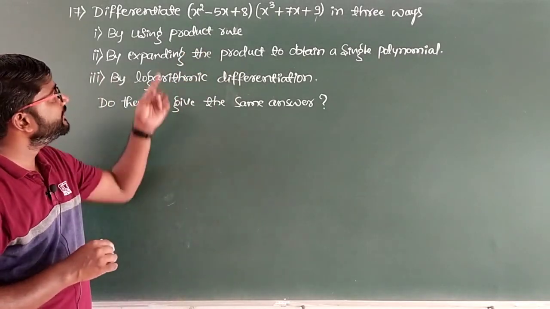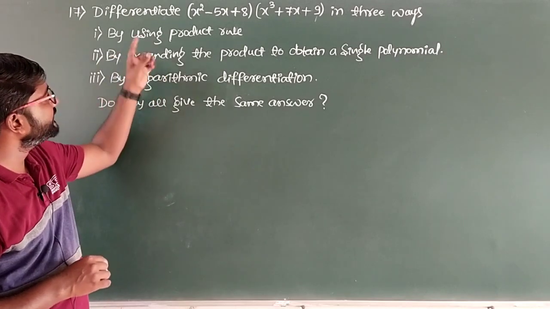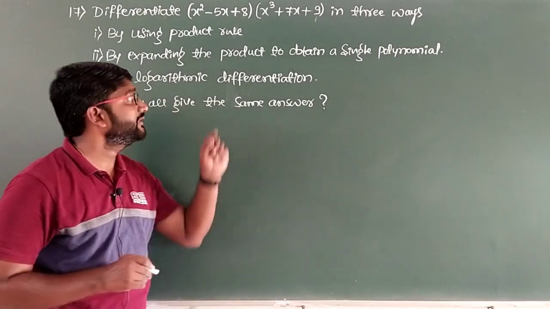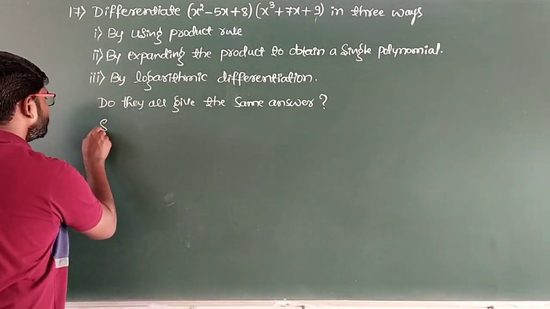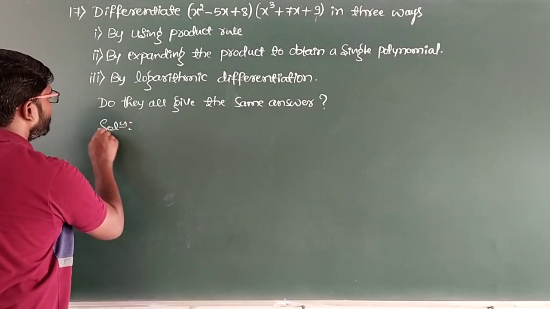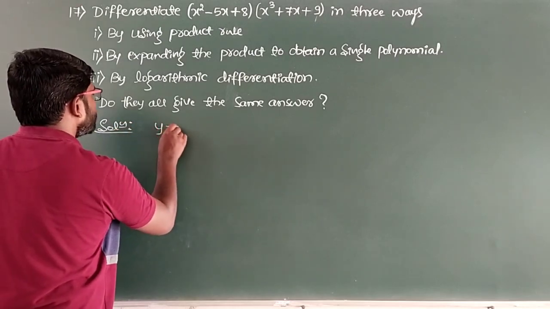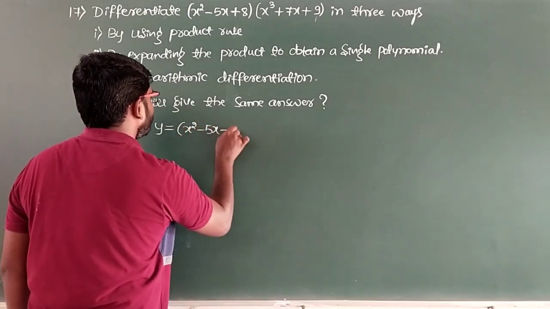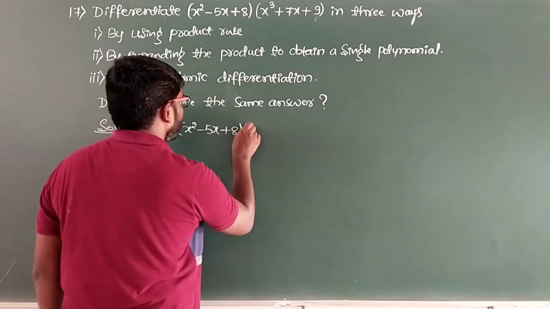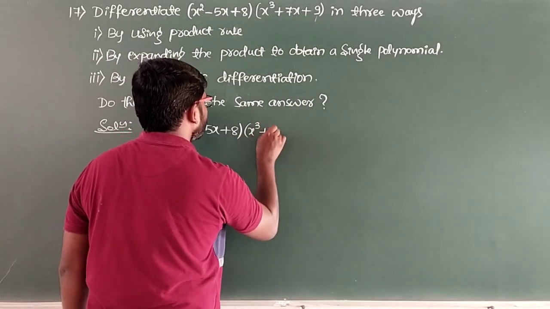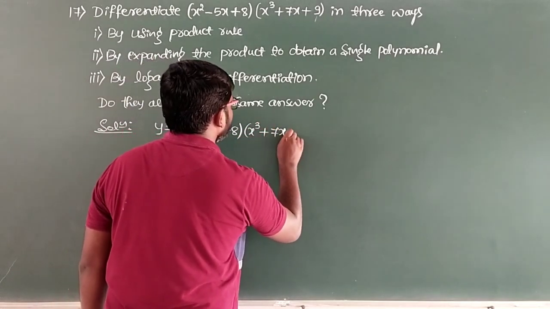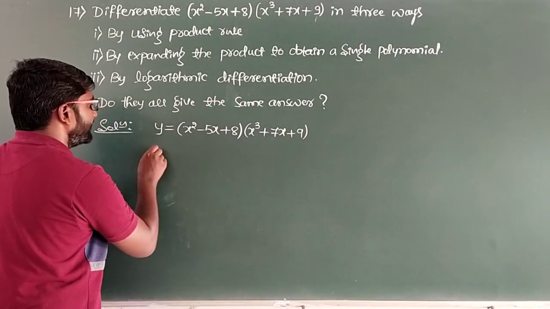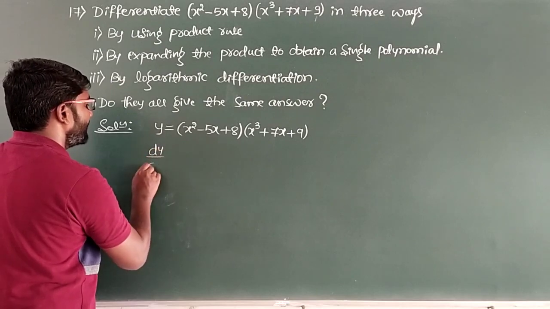So I'll be solving the given function by the first method. You will have to try the remaining 2 and check whether you get the same answer or not. So I will take this as y. So let y be equal to x square minus 5x plus 8, then x cube plus 7x plus 9. So now differentiate with respect to x, we get dy by dx.